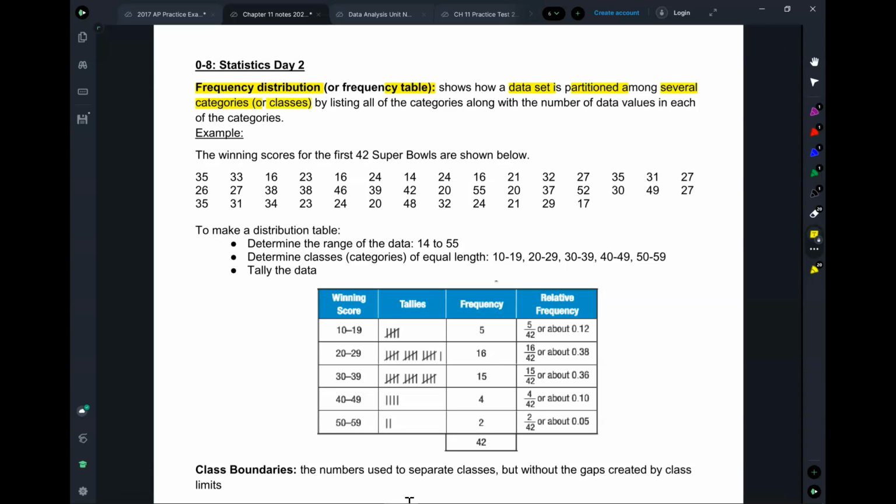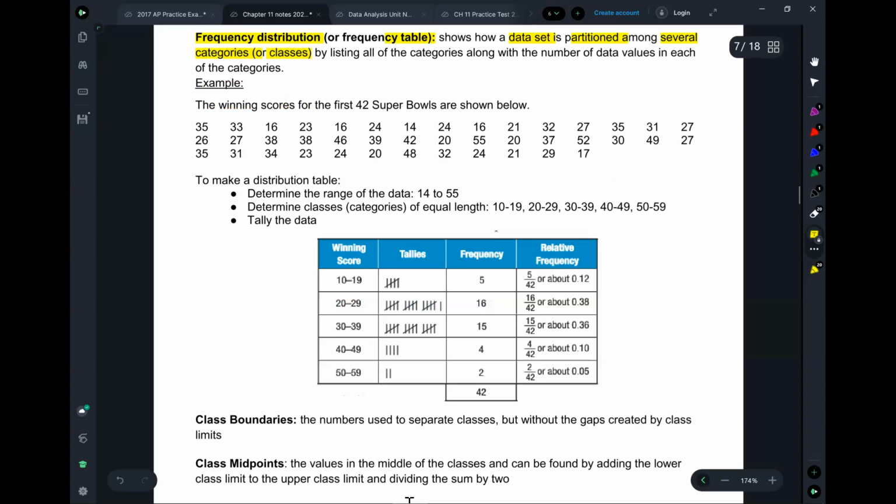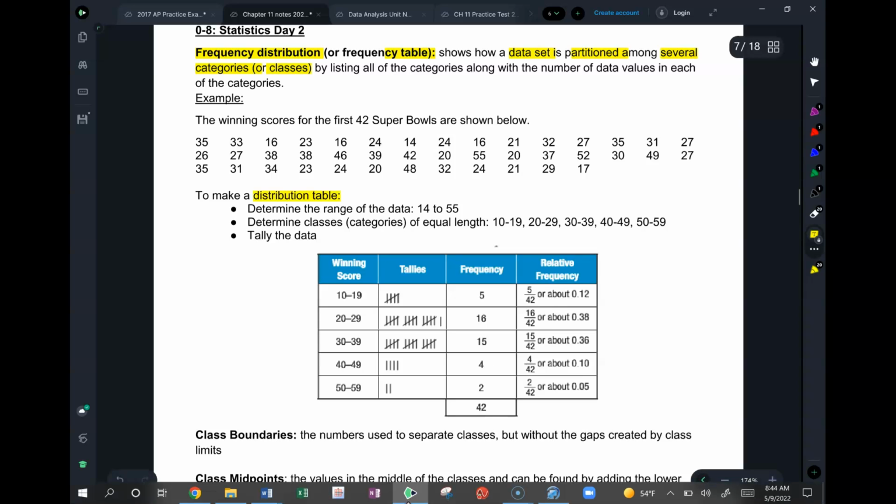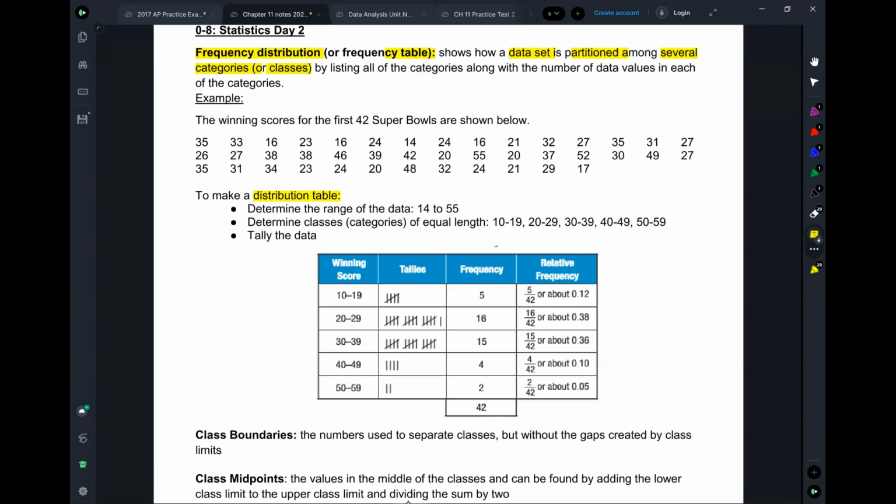Okay, so if you take a look here, these are the winning scores for the first ever 42 Super Bowls, right? Like this year, the winning team scored 35 points, then 33 points, then 16 points, and so on, okay? To make a distribution table, we want to basically split up all of these numbers into categories, right?